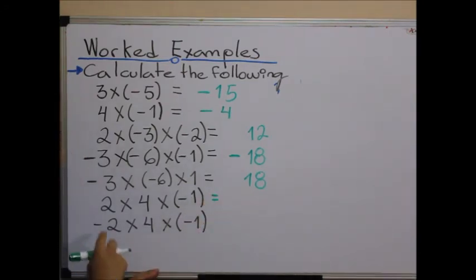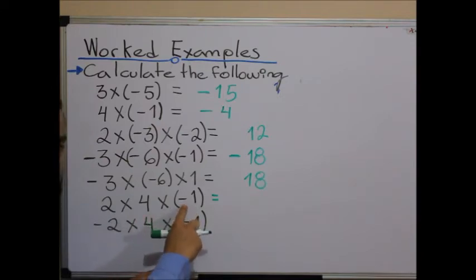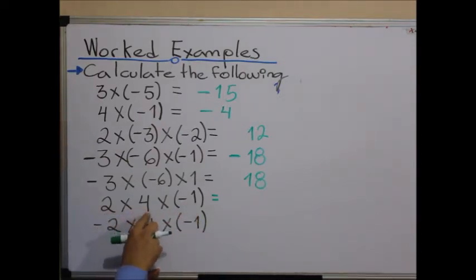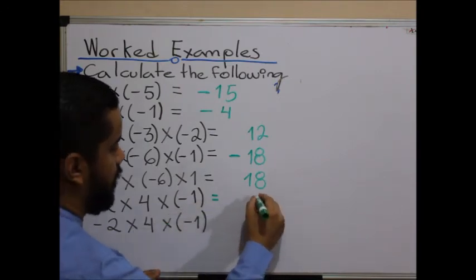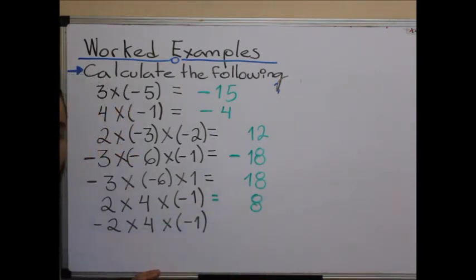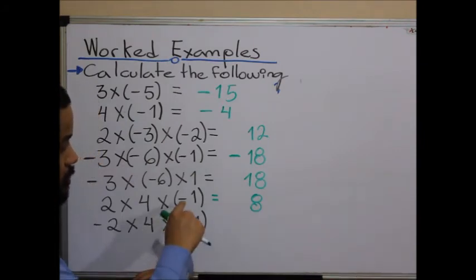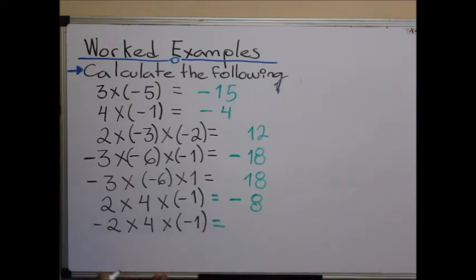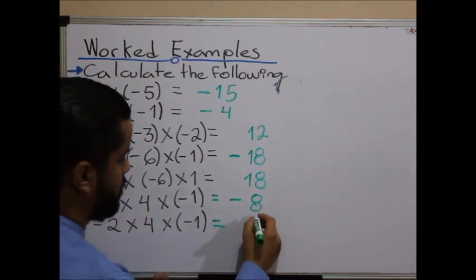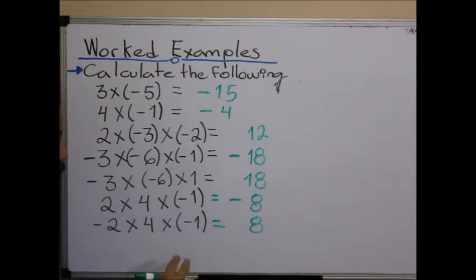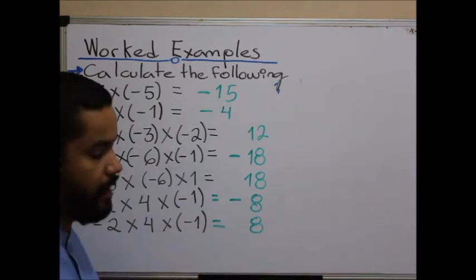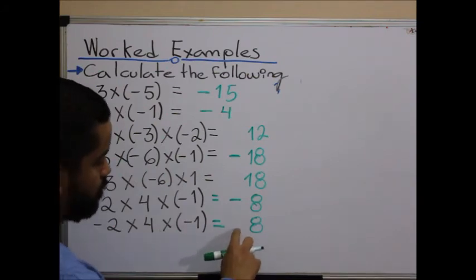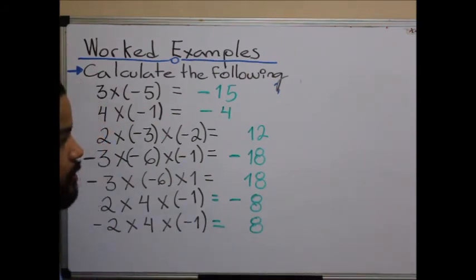Now the next one, 2 times 4 times negative 1, we're going to multiply just the numbers. 2 times 4 is 8, 8 times 1 is still 8. And how many negative signs do we have? 1. So we're going to have here a negative. And the last one, negative 2 times 4 times negative 1, we're going to multiply just the numbers. 2 times 4 is 8, 8 times 1 is still 8. And we're going to count how many negative signs we have. And we're having here 1, 2, so our solution will be positive. Now I will give you time to copy.